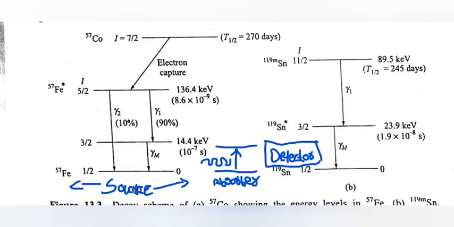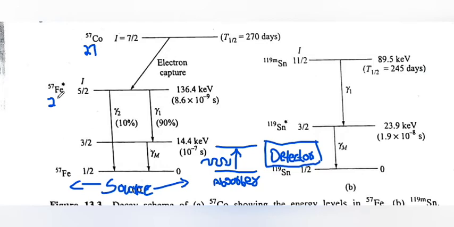This figure shows the energy diagram of a Mossbauer transition. The radioactive element cobalt 57 with atomic number 27 and spin value 7/2 is unstable, so it decays naturally through electron capture decay to the Fe57 with atomic number 26 and spin value 5/2, with an energy of 136.4 kilo-electron-volt in the second excited state.